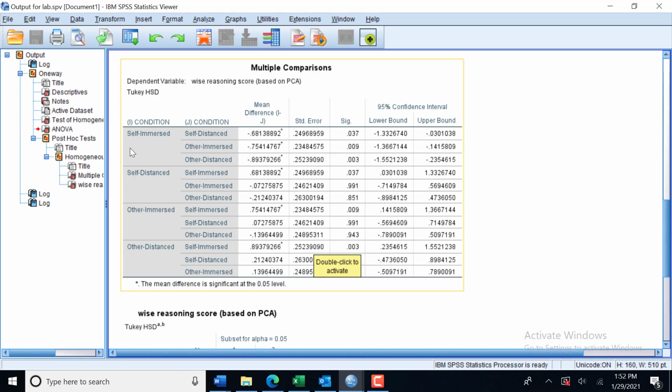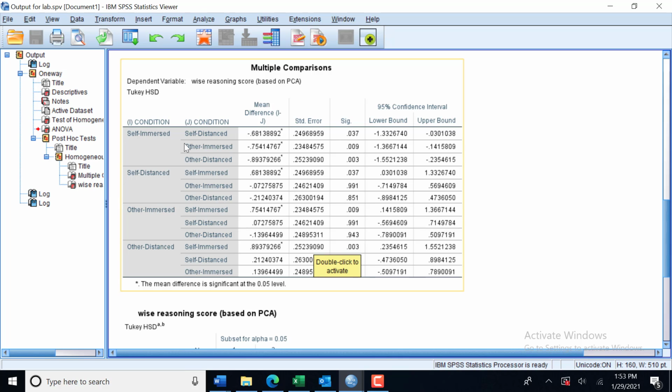Okay, so let's take a look at this first. Here we have a comparison of the self-immersed condition with self-distanced. And we can see that self-immersed is this much lower, which again, we're just going to ignore this column really. We're going to go over here to significance. So between the self-immersed and self-distance condition, the p-value is 0.037. Now, is this less than 0.05? Well, yeah, the 3 is less than a 5. So this is significant, or they are unequal. They're proven different with the statistical analysis.